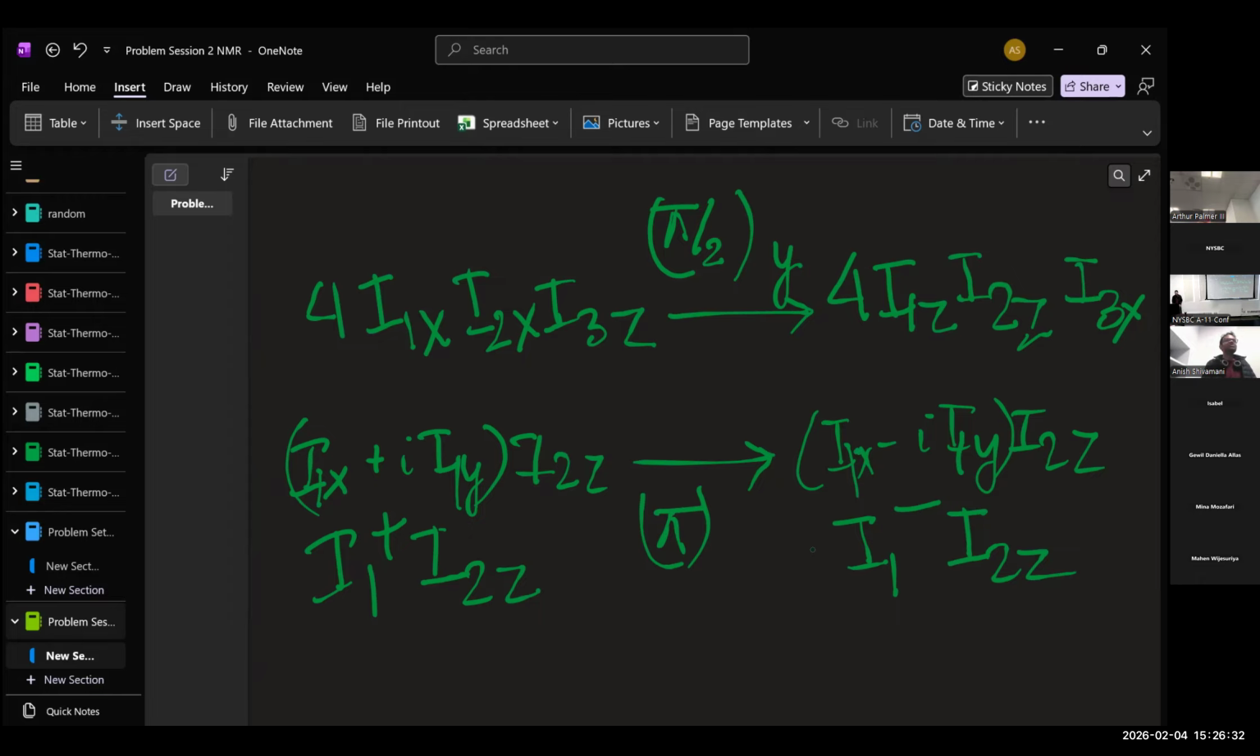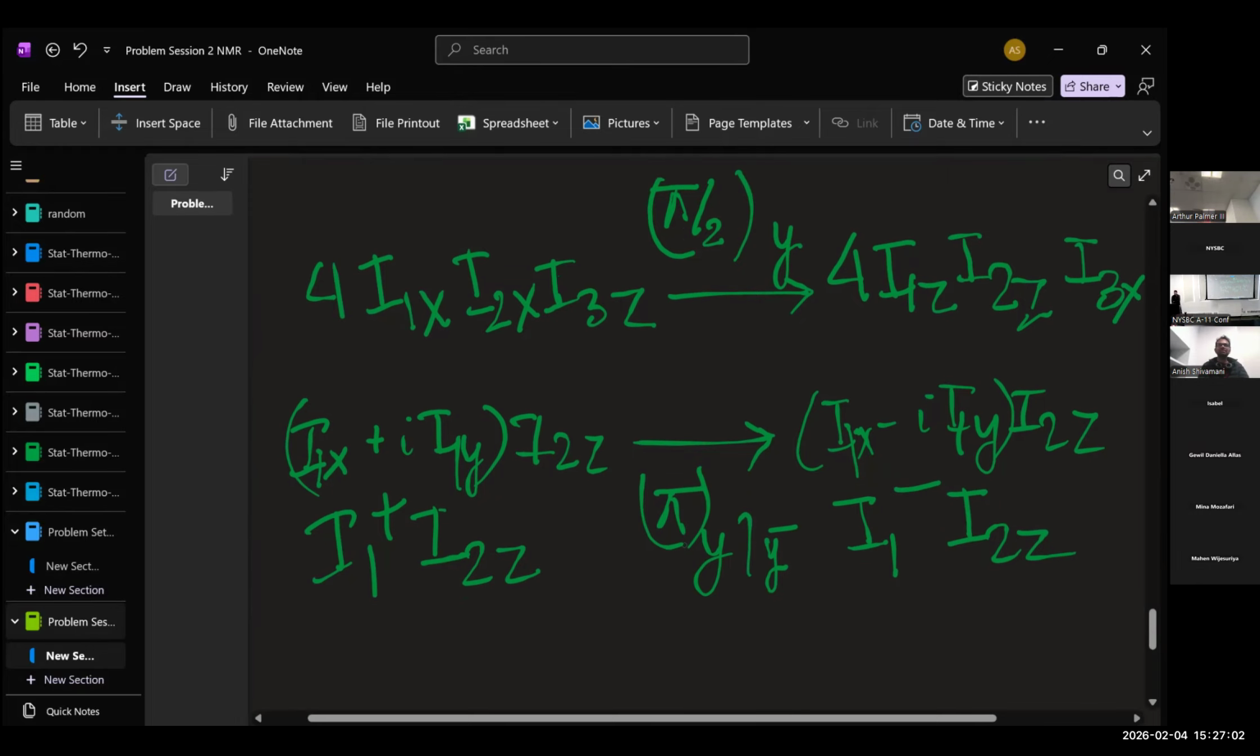Oh, that's right. I guess I gave away the answer. So 180Y inverts IX and IZ, and then you pull a minus sign out from the IX to cancel the minus IZ, and that gives you a minus IIY. And again, probably minus Y works too. As with most of these Y pulses for 2-spin systems or 2-spin operators.